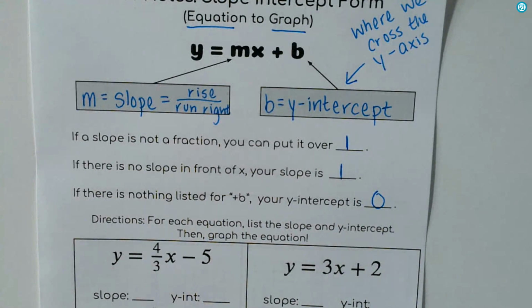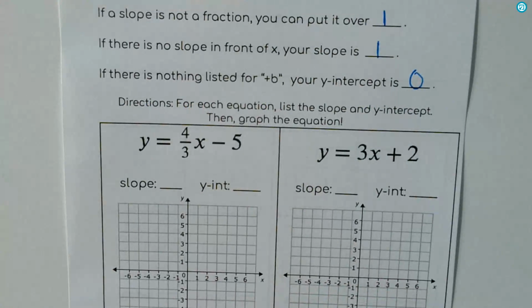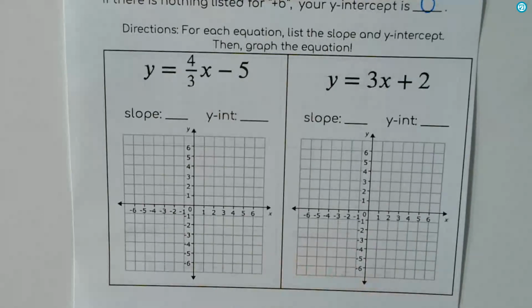Okay, your directions on these. List the slope and y-intercept out, then graph the equation. So we're going to go through, pull out the slope, pull out the y-intercept, and then we're going to talk about how we graph these. So this first one we've got y equals 4/3 x minus 5. Our slope is the coefficient on x, so it is 4/3.